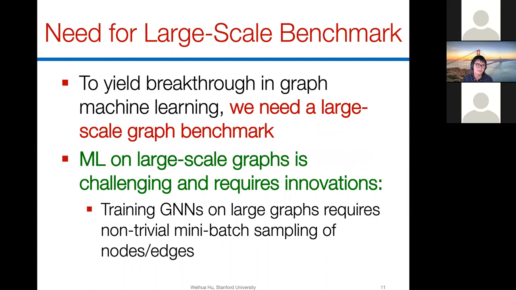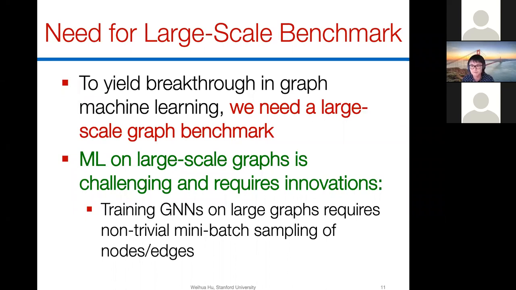So we think there's a need for a large-scale benchmark that's comparable to ImageNet or the large-scale unlabeled data in computer vision or NLP. And also we want to emphasize that machine learning on large-scale graphs is a very challenging problem and requires innovation. For example, training graph neural networks on large graphs is very hard and requires non-trivial mini-batch sampling of nodes and edges. So machine learning on large graphs is not just about using more GPU, more CPU, but it's also about innovating new methods to train state-of-the-art models on large graphs.